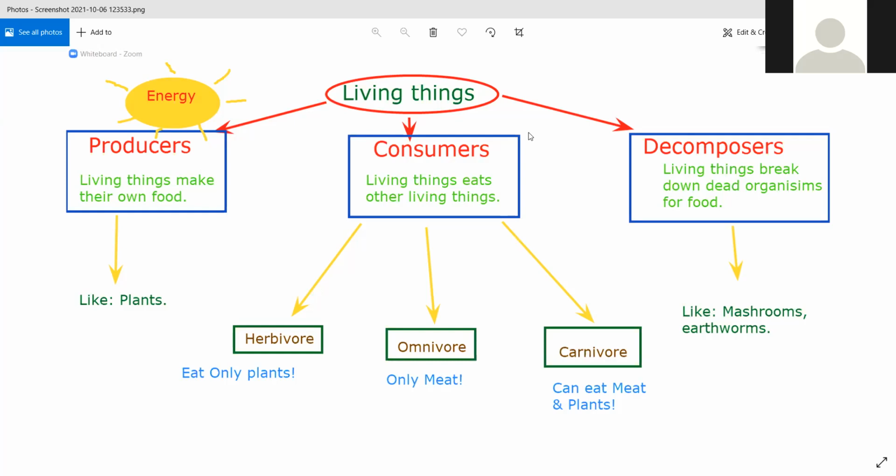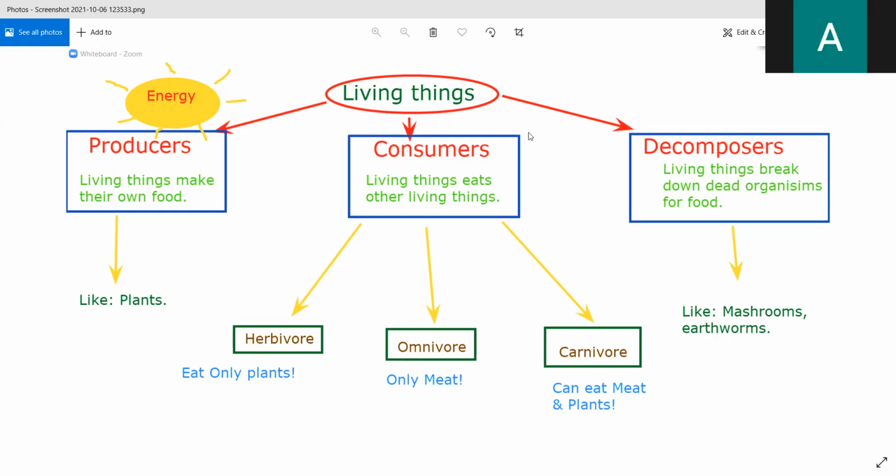Herbivore and omnivore and carnivore. Excellent. Also based on what they eat. If they eat only plants, they are herbivore. If they eat only meat, they are omnivore. But if they eat meat and plants, they are carnivore.